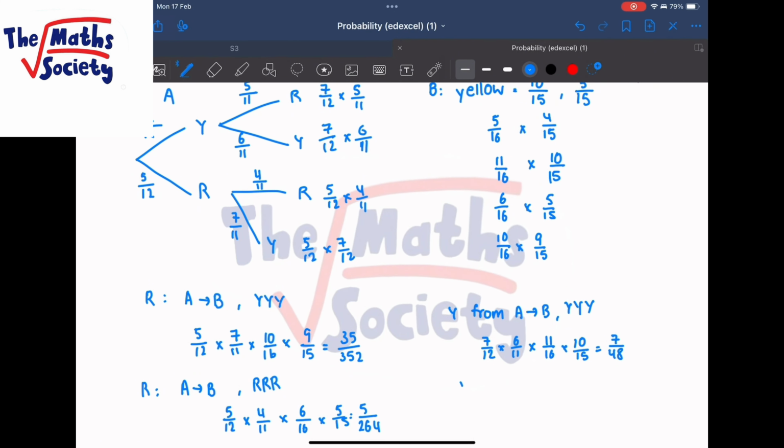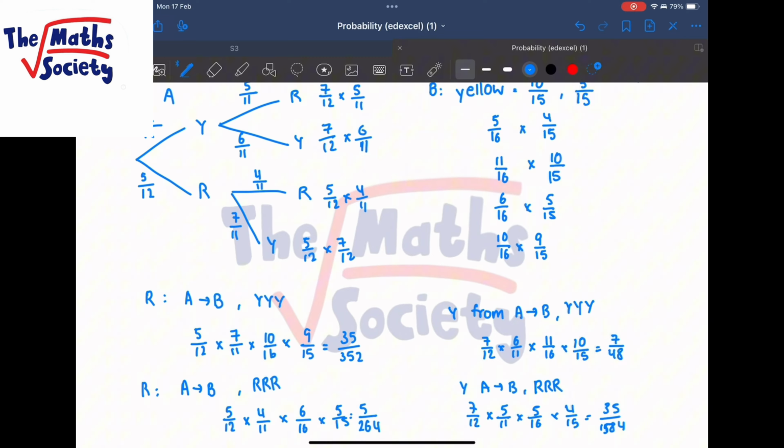And Y, A to B, where you will have R, R, R. So that's 7 by 12 multiply 5 by 11 multiply 5 by 16 multiply 4 by 15. That's equal to 35 by 1584.